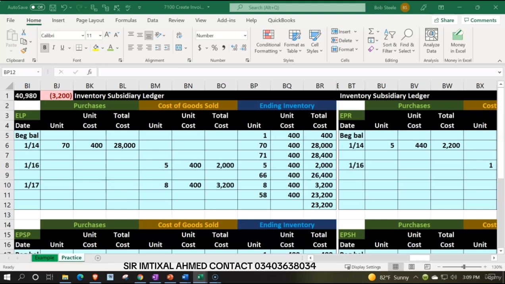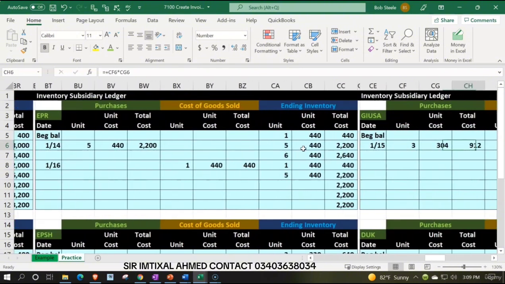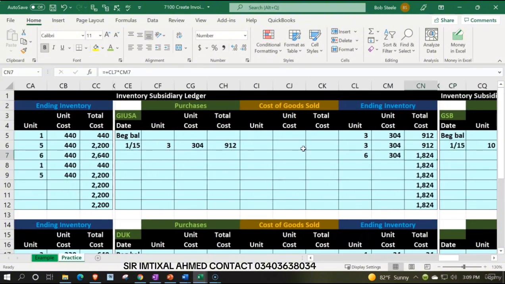So we sold another one too. I think we're selling one over here, a GIUSA. We sold a GIUSA over here. So we're saying that happened on 117. So we'll go to the cost of goods sold line item. 1, and then 304, and multiply that out. 1 times 304 is going to give us the 304, pulling that over.